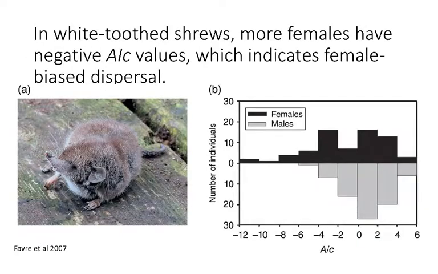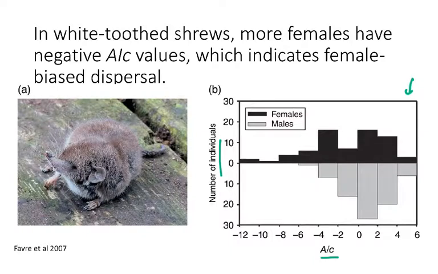And so here's an example of that. They used these assignment indices in the white-toothed shrew, which is found in Europe. When they plotted those AIC values, shown here on the right, we have the number of individuals on the y-axis, the AIC value on the x-axis, and then we have females in the black color, males in the lighter gray color. Remember, a negative AIC value indicates that individual is an immigrant from somewhere else.